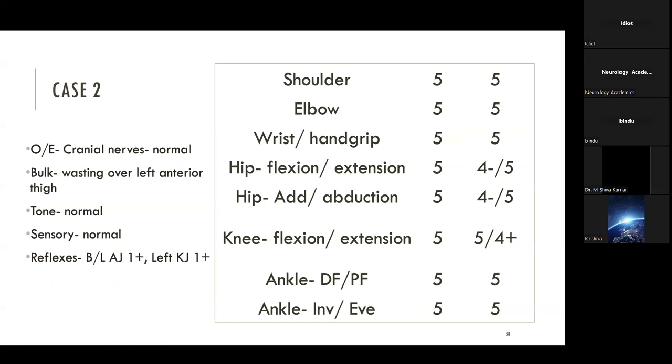On examination, cranial nerves are normal, but there is wasting of the left anterior thigh. Tone is normal, sensation normal. Power in the upper limb is normal. Hip flexion on the left as well as hip adduction is weak, and along with that, knee extension is minimally weak.